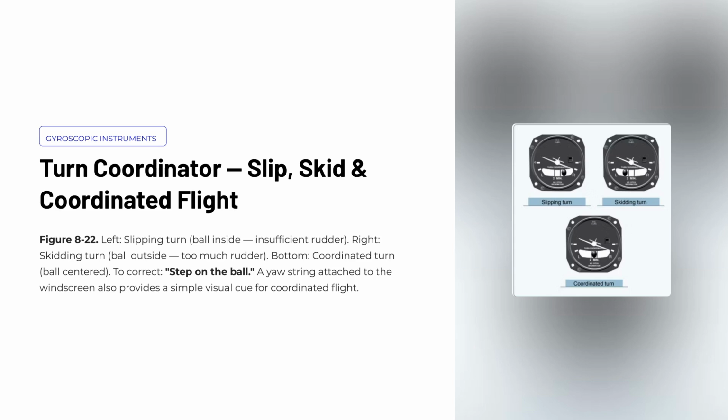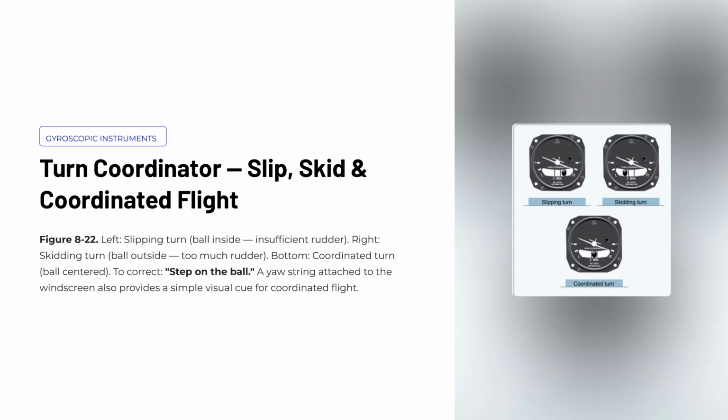In a slipping turn, the ball falls to the inside of the turn. This means you have applied too little rudder for the amount of bank. You need more rudder input to bring the ball back to center. In a skidding turn, the ball swings to the outside. Here you have applied too much rudder, and you need to reduce rudder pressure to correct it.